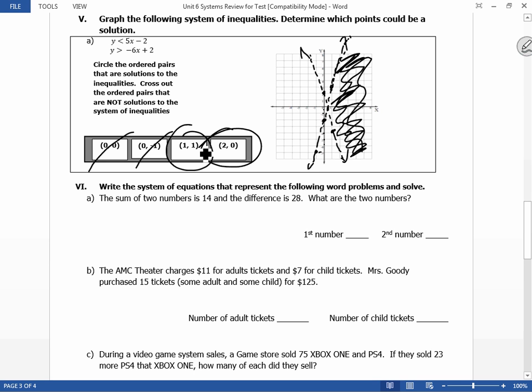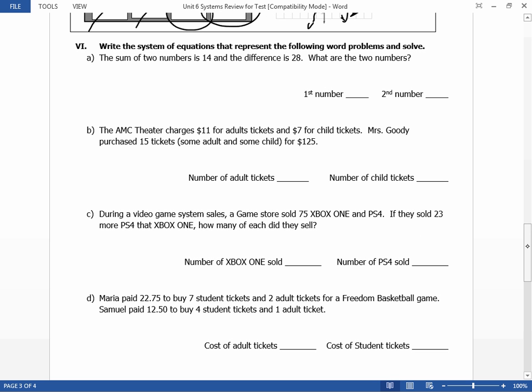All right, so now we're getting into the word problems. Once again, the hardest problem in general with the word problems is setting up the equations. So for number 1, the sum of two numbers is 14, and the difference is 28. What are the two numbers?